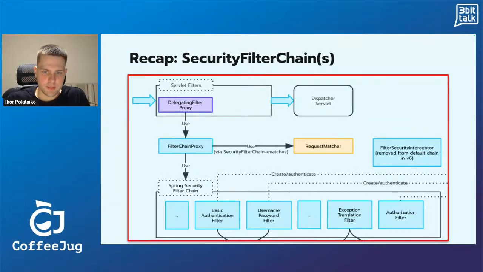So first of all, the specific security filter chain is invoked, and which security filter chain will be invoked is based on the request matcher. The security filter chain itself is invoked by some servlet filter, which is the delegating filter proxy, and then this filter delegates to the filter chain proxy, and the filter chain proxy invokes one of the registered security filter chains based on the request matchers attached to them and based on the order. So only the first of them which matches the request matcher will be invoked.